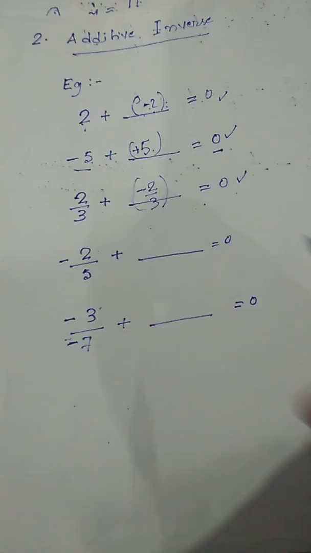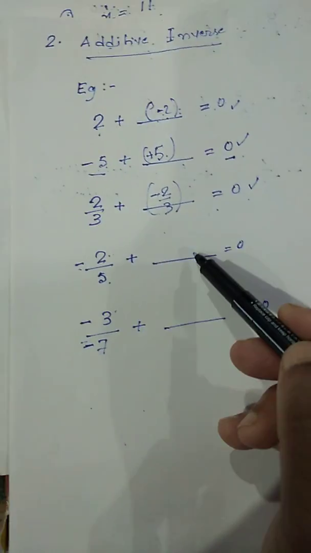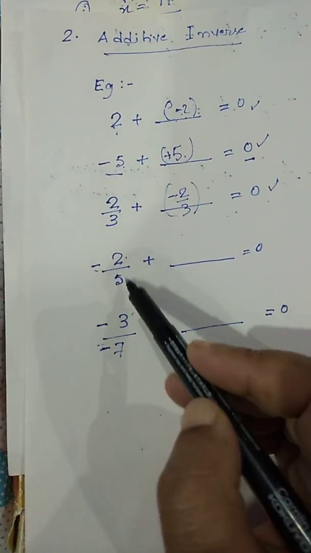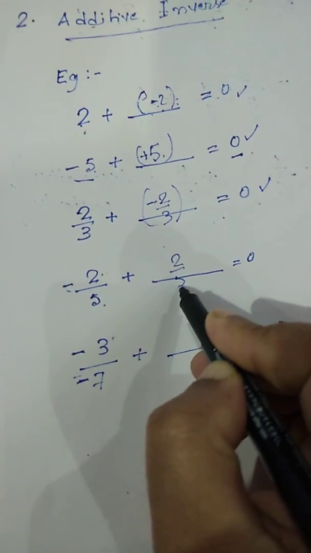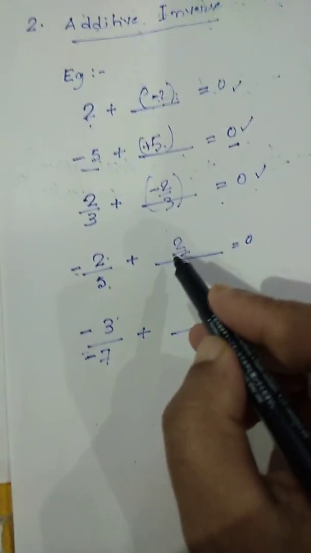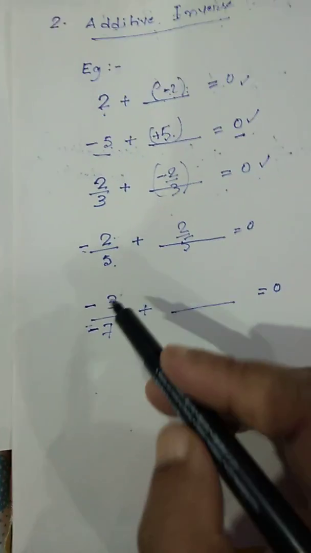This is the only concept that you have to build. What is the additive inverse of minus 2 by 5? That is, what is the number that we should add to minus 2 by 5 to end up with 0? It will be positive 2 by 5. I have not written positive because when we are not giving any sign, it is positive only.